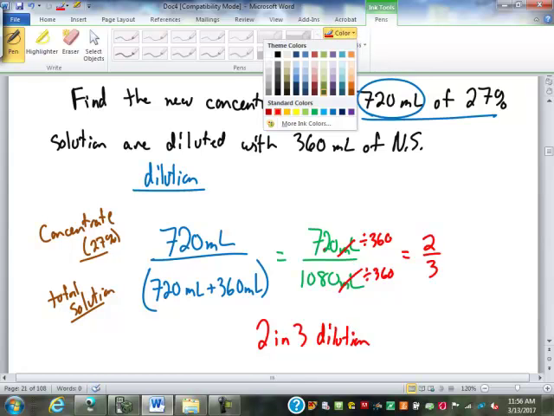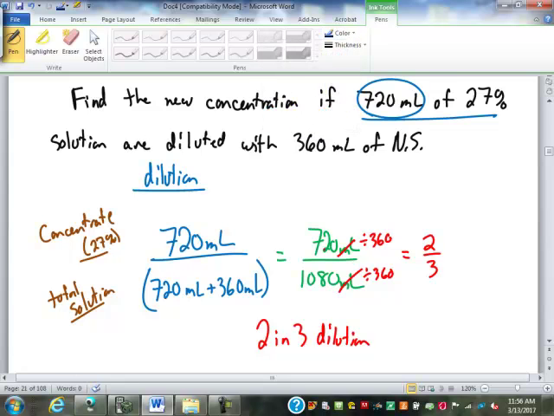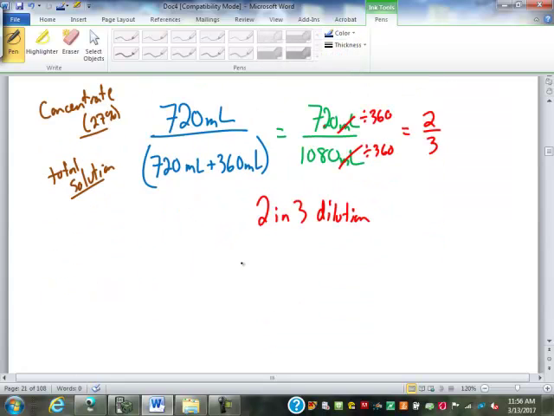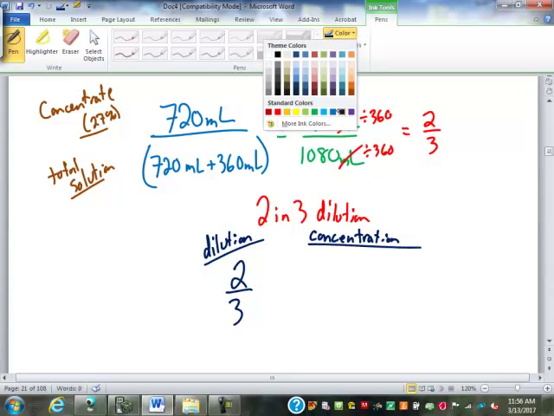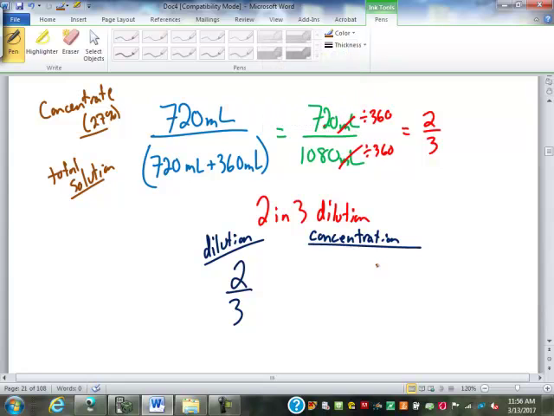And since it's a 2-in-3 dilution, we can go back to what we learned above, that the dilution is equal to the ratio of the concentration. So 2-in-3 is the dilution. For the concentrations, remember, it's going to be the new concentration on top, because that's the smaller one, over the old one, which should be the larger of the two.